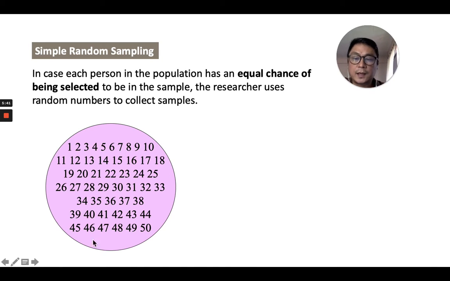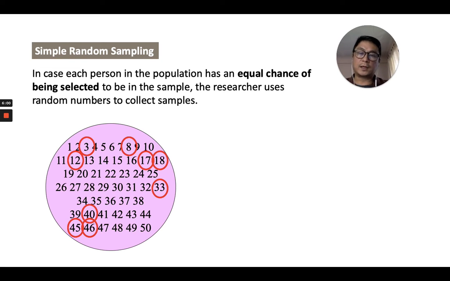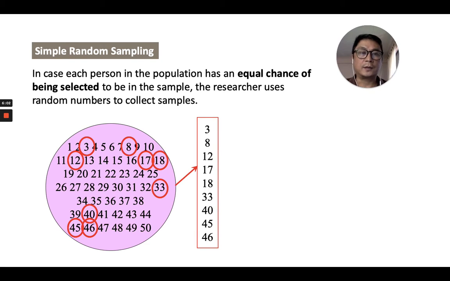Okay? Like in this case, we have 50 individuals in the population. Each member of the population has a 1 in 50 chance of being selected. So each person in the population has an equal chance of being selected. Therefore, we can do simple random sampling. Okay? So in this case, we randomly drew the names out of the hat, or the numbers out of the hat, and we came up with this sample.